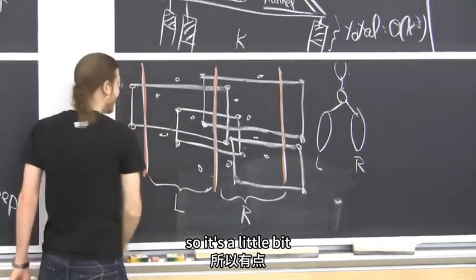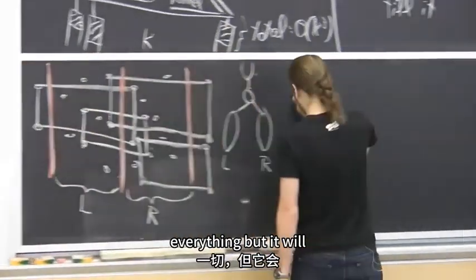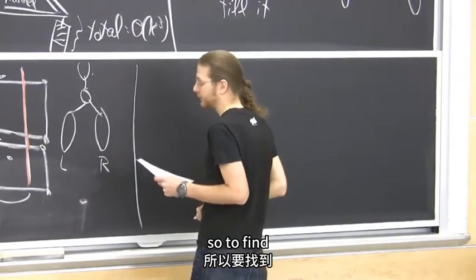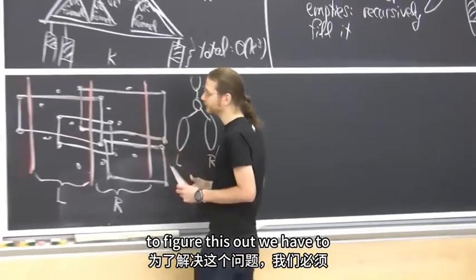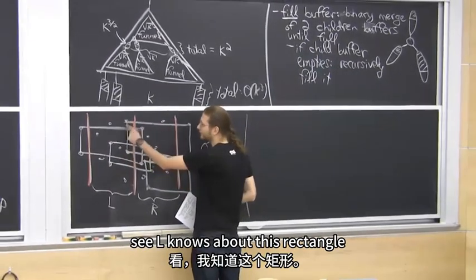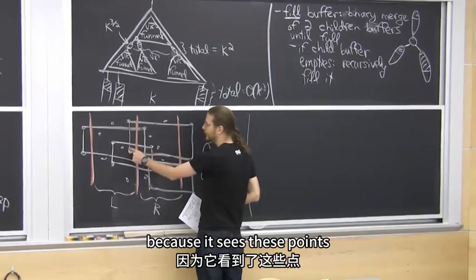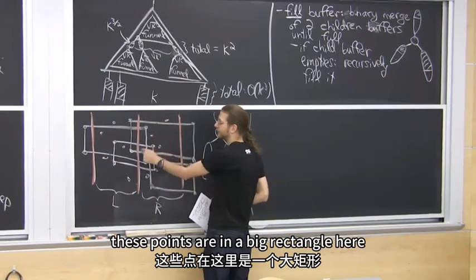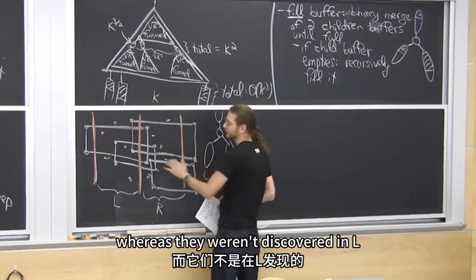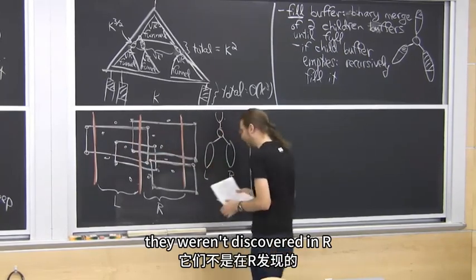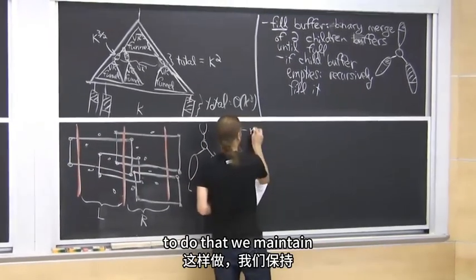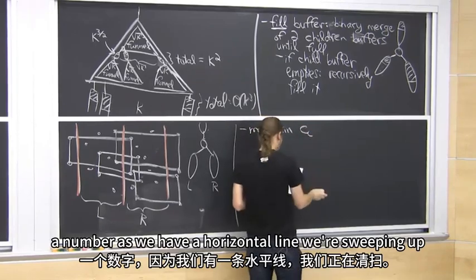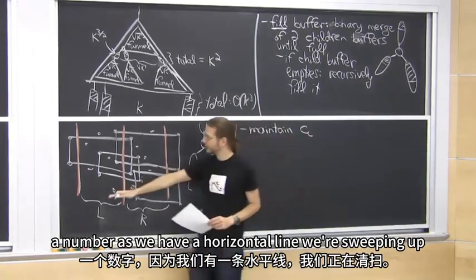So it's a little bit awkward to check that this will actually find everything, but it will. To figure this out, when we're merging L and R, L knows about this rectangle because it sees these points. We want to keep track, as we sweep upwards, we want to realize that these points are in a big rectangle here. Whereas they weren't discovered in L, they weren't discovered in R. To do that, we maintain a number. As we have a horizontal line, we're sweeping up.